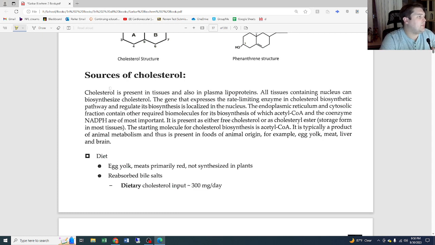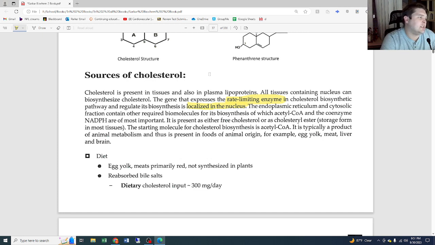So the gene that expresses the rate-limiting enzyme in the cholesterol biosynthetic pathway and regulates its biosynthesis is localized in the nucleus. So the rate-limiting enzyme for cholesterol biosynthesis is localized in the nucleus. The endoplasmic reticulum and cytosolic fraction contain other required biomolecules for its biosynthesis, of which acetyl-CoA and the coenzyme NADPH are both going to be important in that process.